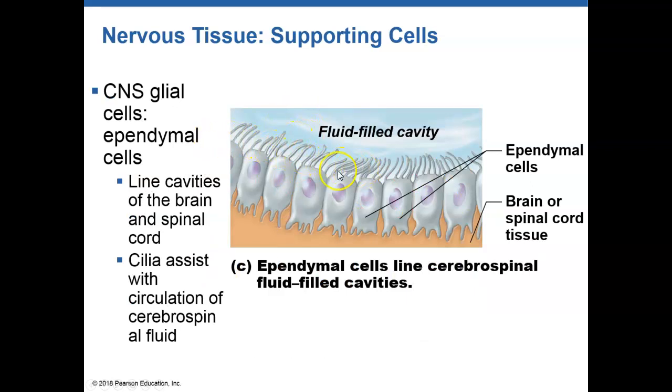Here we have ependymal cells, another CNS neuroglial cell. Ependymal cells line the ventricles of the brain, and they move cerebrospinal fluid around, so they help with circulating the materials. Cerebrospinal fluid is very important. It helps to make the brain buoyant. It also helps to maintain the chemical environment of the brain, and it provides cushioning.